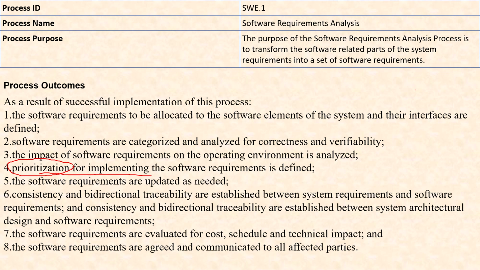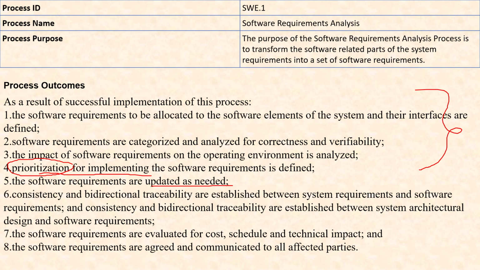Now after the first 4 steps are thoroughly implemented, you come to step number 5, where the actual software requirements are updated as needed and outlined. Alright, next step 6, the consistency and bidirectional traceability. Now if you have gone through the system sessions, you would have clearly understood what is meant by traceability and what is meant by bidirectional traceability. I explained it very clearly and elaborately in the system engineering session. So I assume that you clearly understand consistency and bidirectional traceability.